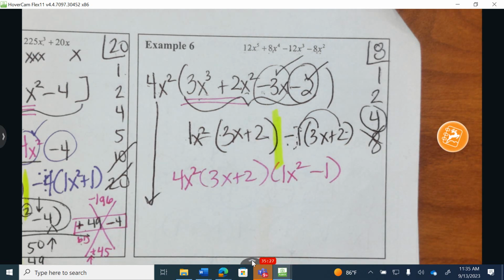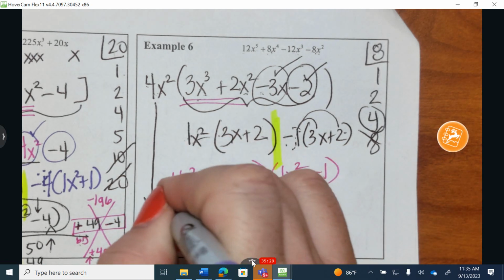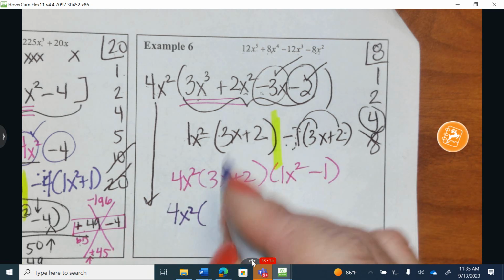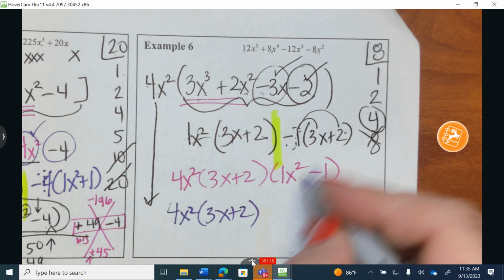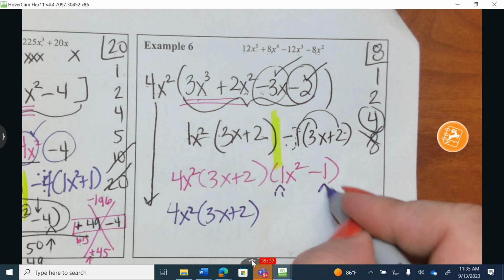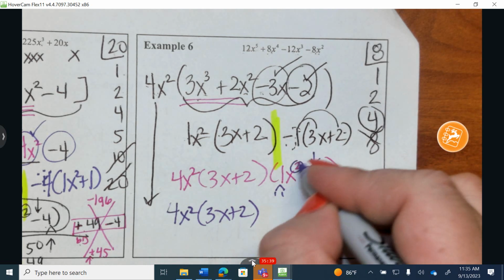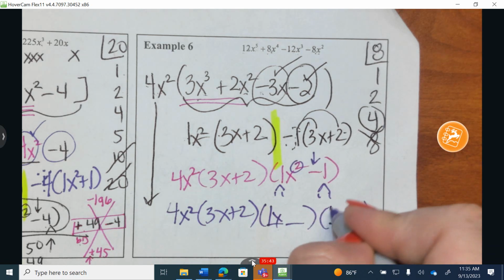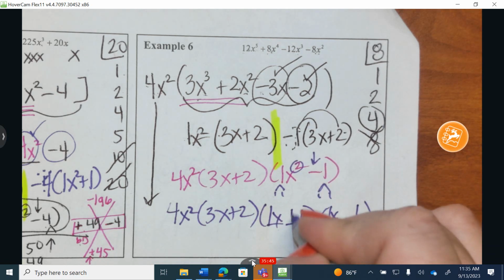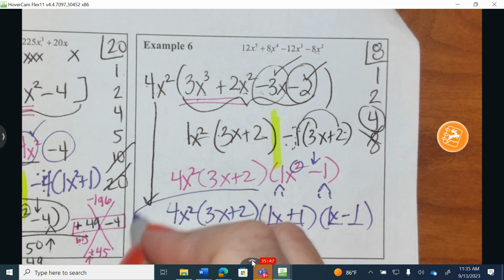The very last thing is we have to ask ourselves, can we factor any further? So we don't have a perfect square. I can't go any further with this problem. Here I have a perfect square. I have subtraction, and this is divisible by 2. 1 x's are in the front, 1's in the back, 1 is positive, and 1 is negative.